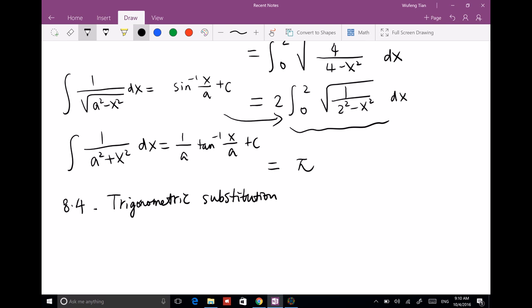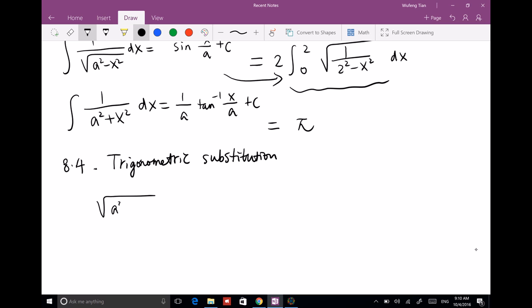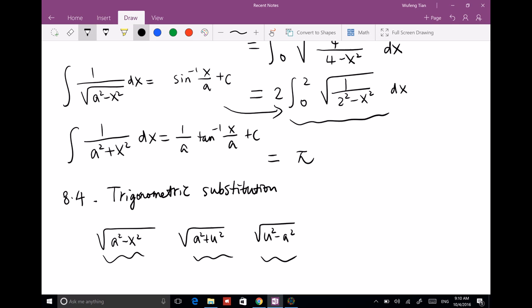Okay, so the trigonometry substitution. Whenever we have a form like the square root of a squared minus x squared, or the square root of a squared plus u squared, or the square root of u squared minus a squared, it doesn't matter if it's in the denominator or the numerator. Whenever you have forms like this, for example this one, you can tell that you have the square root of a squared minus x squared, right? Then we try to see if we can use trigonometry substitution to solve the integral.